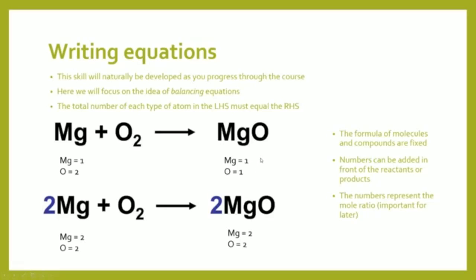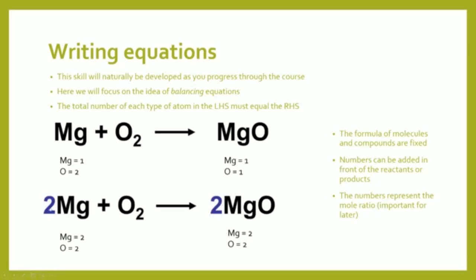You cannot do that. But what you can do is add numbers to the front of the compound. For example, in this case, you can add a 2 in front of magnesium oxide, giving you 2 magnesiums on the right-hand side of the equation. So therefore, you have to add 2 onto the left-hand side. And when you do this, you have a balanced chemical equation whereby you have an equal number of atoms of each particular element on both sides of the equation.